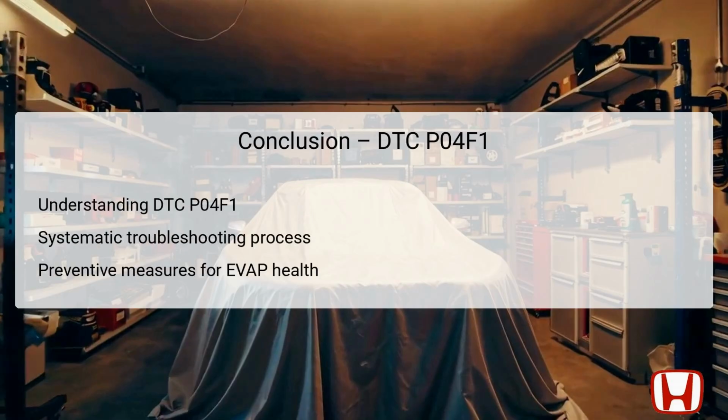In summary, DTC P04F1 indicates a malfunction in the EVAP system with low purge flow detected. Understanding the components and their functions is key to diagnosing the problem accurately. A systematic troubleshooting process, including the 7 detailed steps, provides a comprehensive method for identifying and rectifying the underlying issues. This includes verifying component functionality, checking for blockages, and ensuring proper communication within the system.